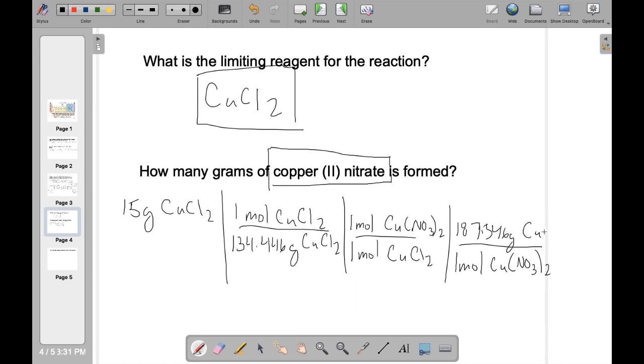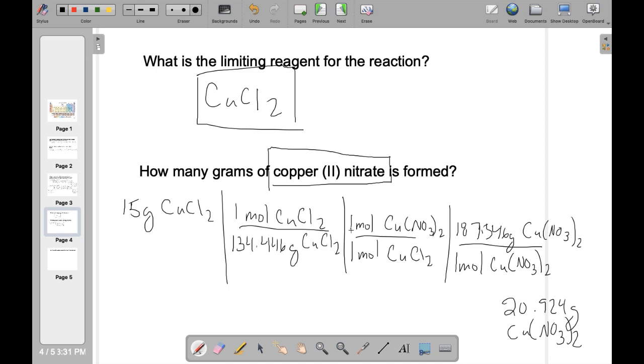Of copper nitrate. Now, I do the math, and after I do all of the math on this, I find that I make around 20.924 grams of copper nitrate.